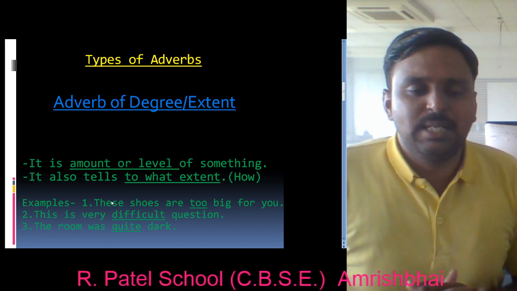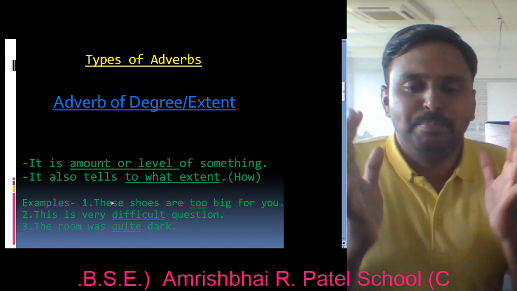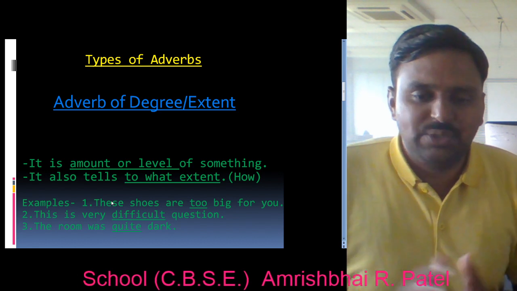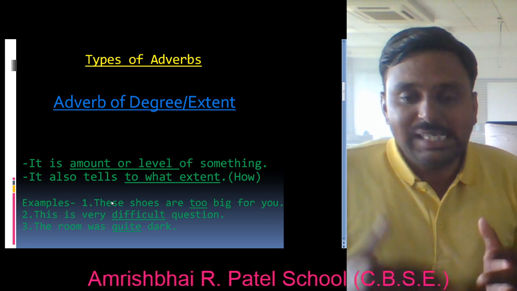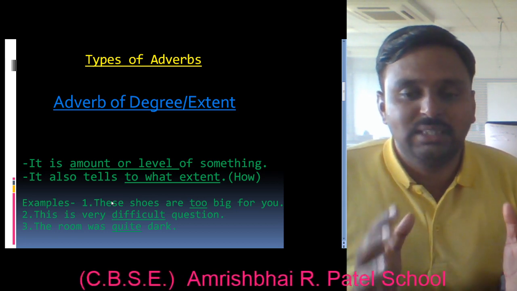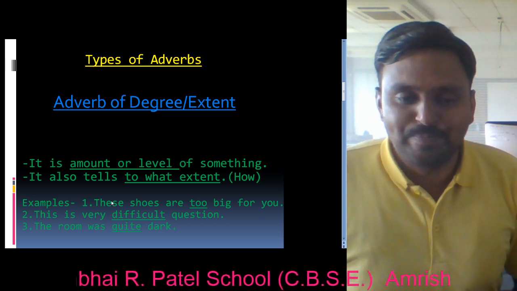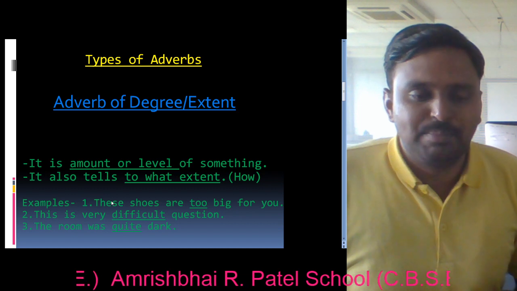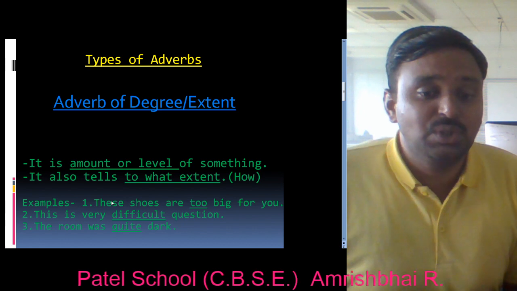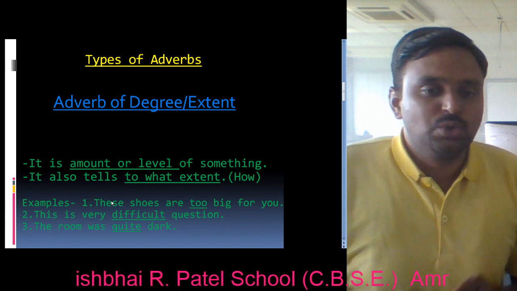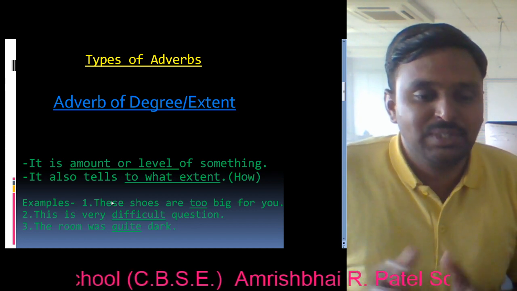If you look at the example, these shoes are too big for you. Now, big is actually an adjective here, but how big are the shoes? They are too big. So, too is describing to what extent the shoes are big. That is explained by the word too. Look at the next example. This is a very difficult question. How is the question? It is difficult. So, very tells you to what extent the particular question is difficult.